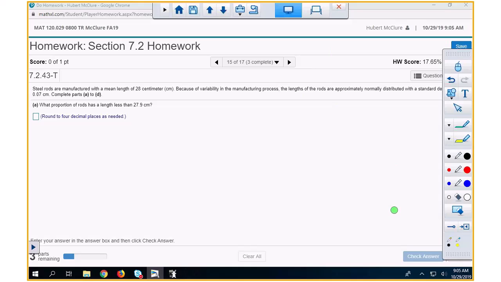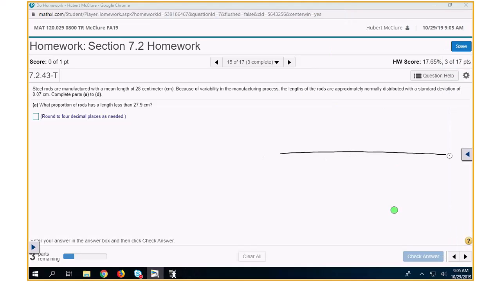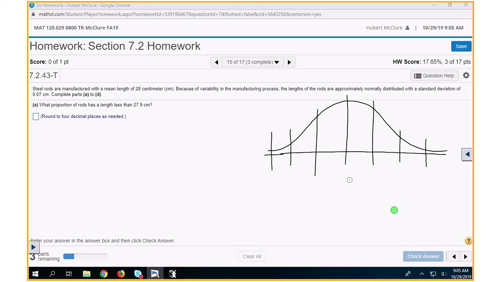Steel rods are manufactured with a mean of 28 and a standard deviation of 0.07. So think of it as $28 and a standard deviation of 7 cents, so you can add it in your head better. So draw a picture. 28. So we're going to have 28.14, 28.28, and 42. Somebody check me on that.